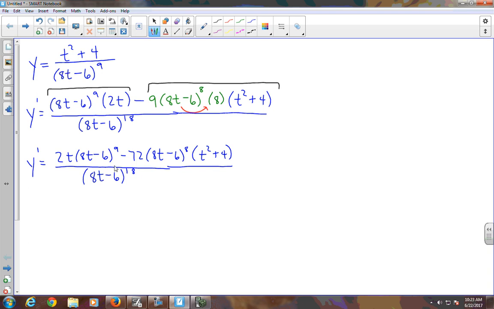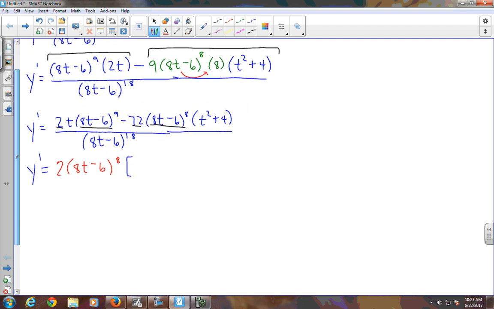So comparing the term on the left of that big minus to the right, I can see they have a factor of 2 in common. So let's take that out as part of our GCF. And they have this 8t minus 6 in common. We're going to take out the lowest common power here, which would be 8th power. Okay, so that's the GCF. We've extracted it. We're expressing it here on the left side.